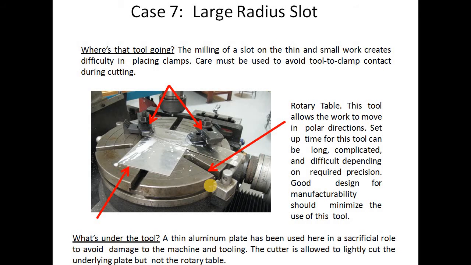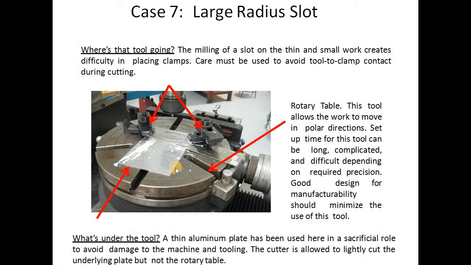Next is a large radius slot. You can see this is the indexable table, and the degrees are marked over here. Milling of a slot on thin and small work creates difficulty in placing the clamps. Care must be used to avoid tool to clamp contact during the cutting. This is a rotatable tool, it allows the work to move in polar directions, in any direction, angle, clockwise or anti-clockwise.